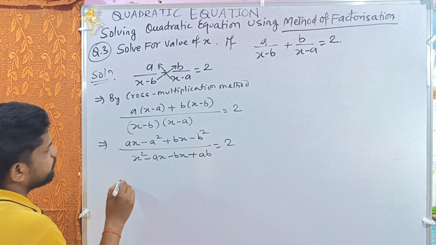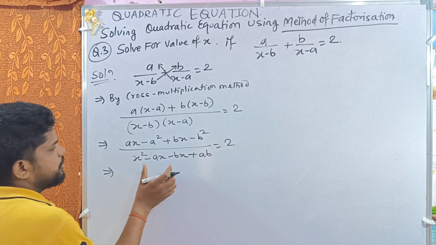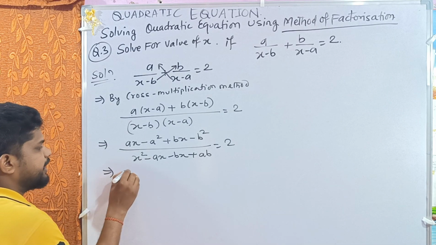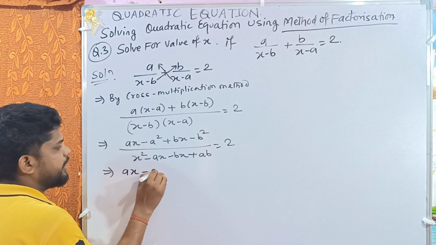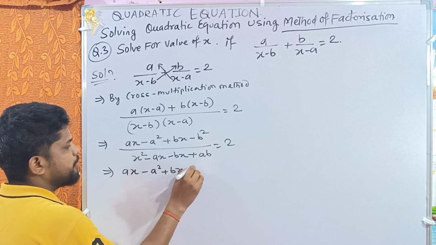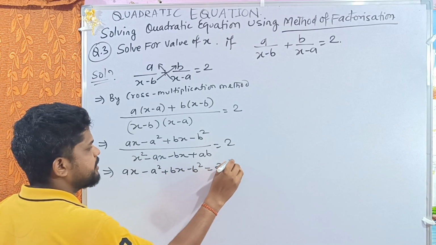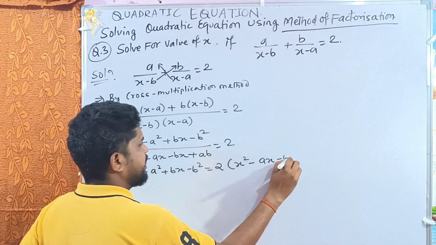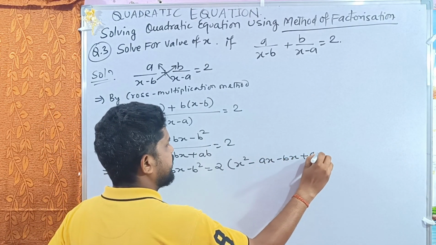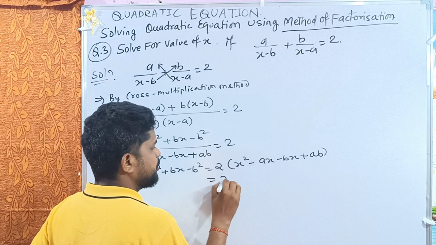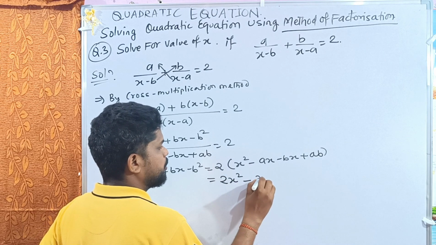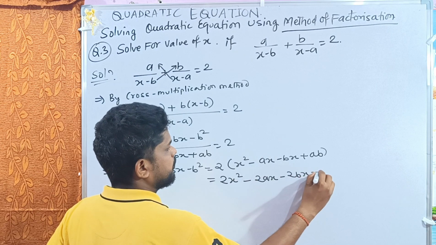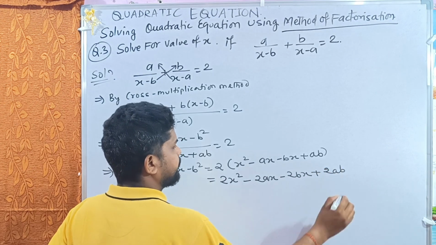Now shifting this to the RHS, we will get ax plus bx minus a square minus b square, which is equal to twice of x square minus ax minus bx plus ab. This will give 2x square, minus 2ax, minus 2bx, plus 2ab.